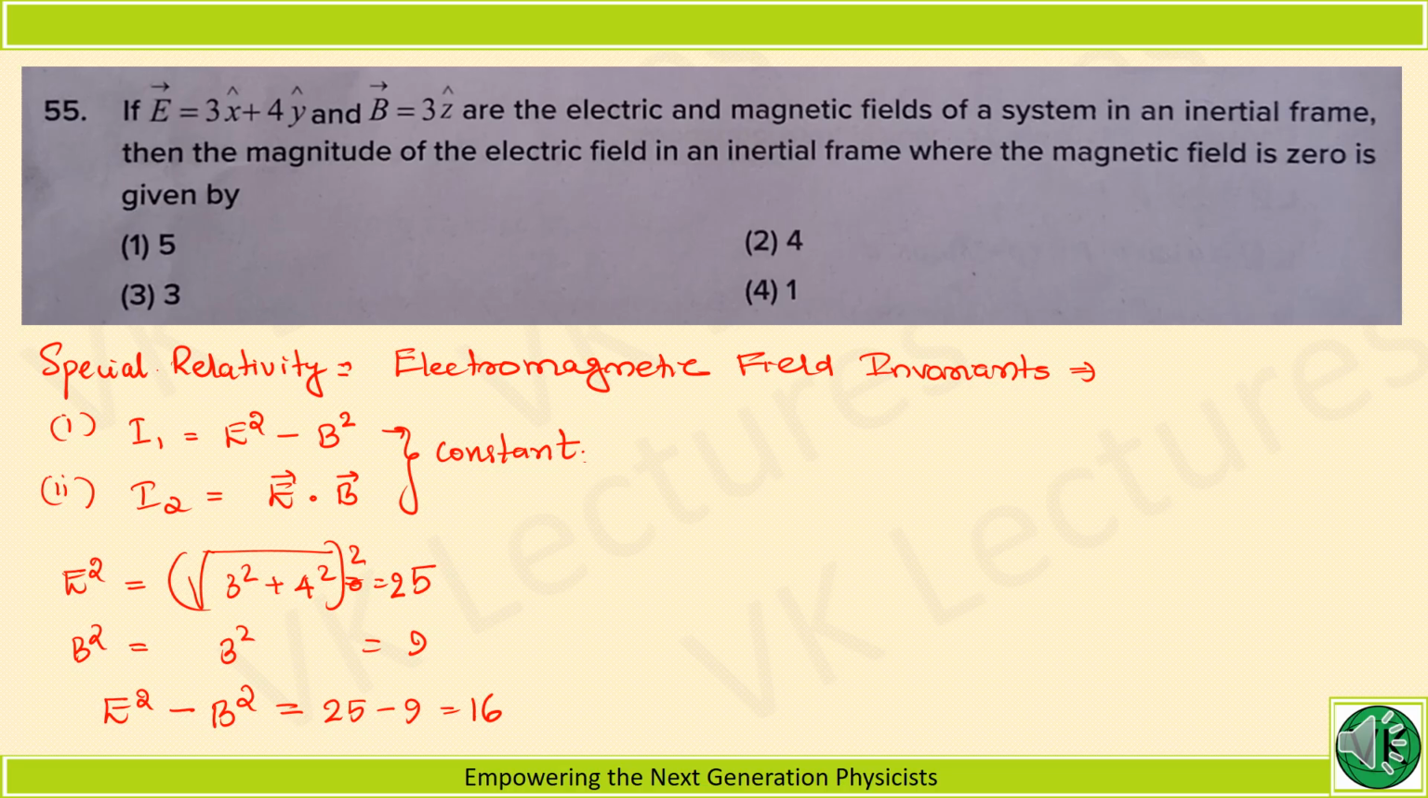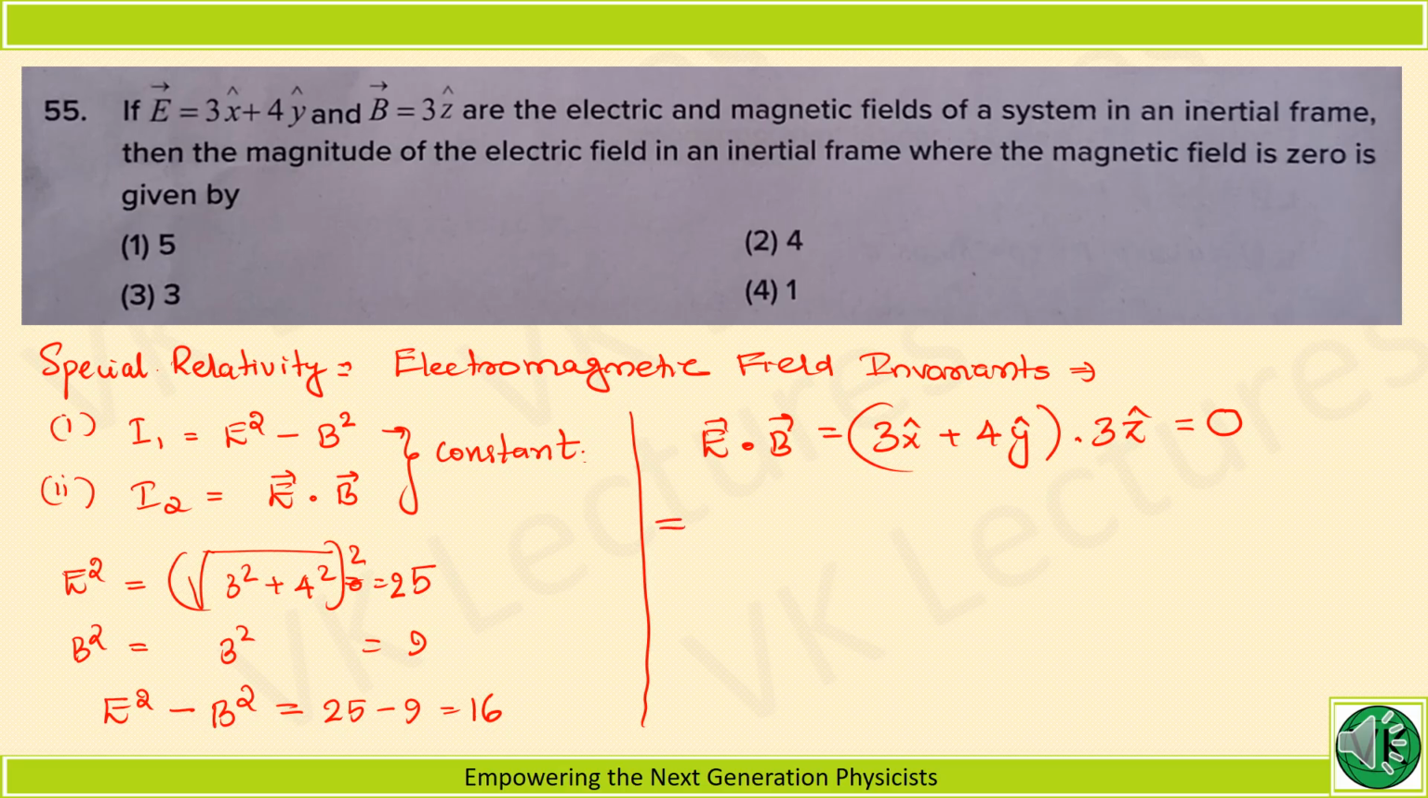Similarly, E·B: we have E equal to 3x̂ plus 4ŷ, dotted with B, which is 3ẑ. So this becomes 0, as there is no z component in the electric field.